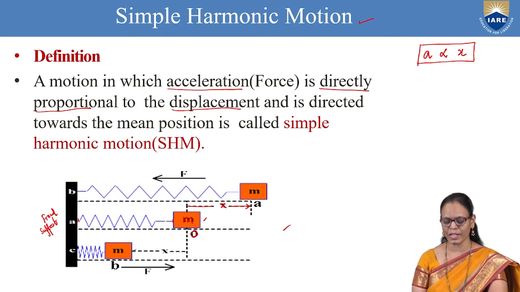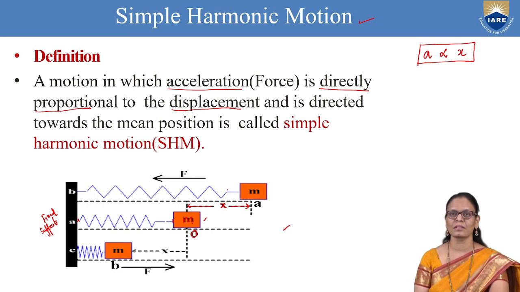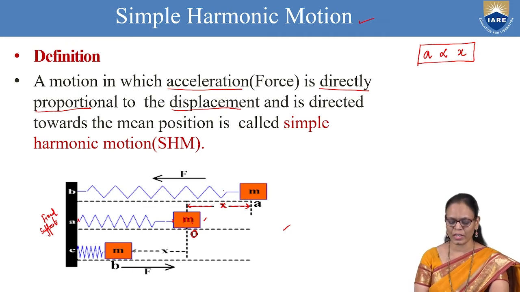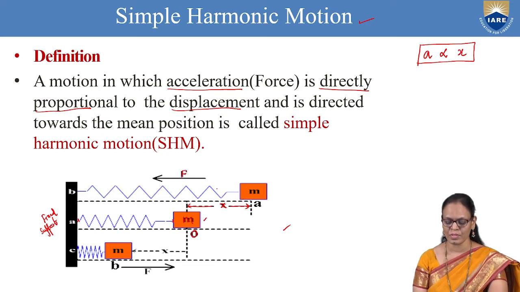So what is the displacement here? X. And when we leave it here, we understand that it is a spring. When you move it here and leave it, the block will vibrate about the mean position. It will move back and forth. So now this mass will come with a force F.